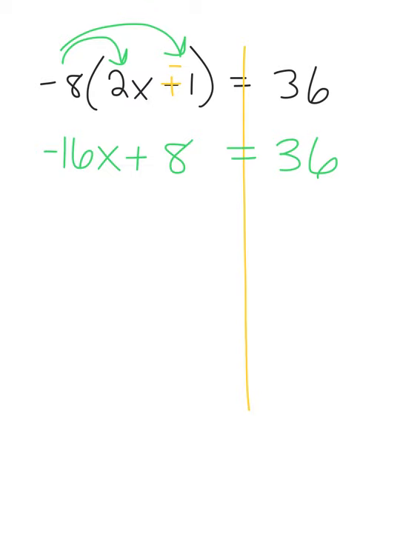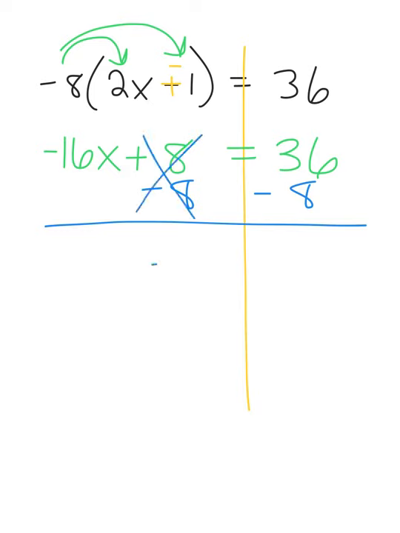So we've taken care of step 1, 2, and 3. Do I have like terms on one side? No. So we need to start to move and get the x by itself. So the first thing we want to do is do the inverse of a positive 8, which would be a takeaway 8 on both sides. It cancels out our 8's on the left. We're left with negative 16x equals 36 take away 8 is 28.